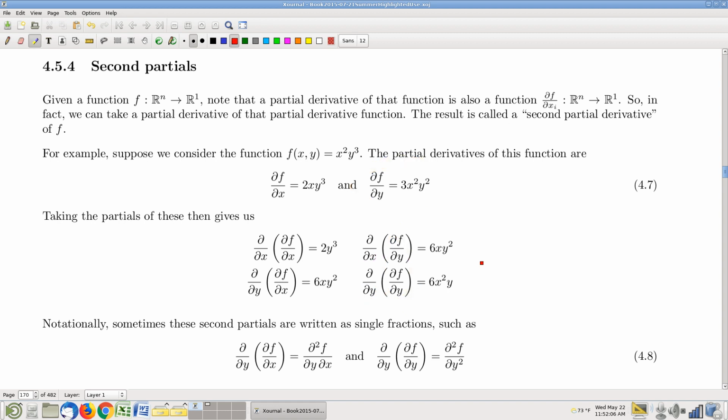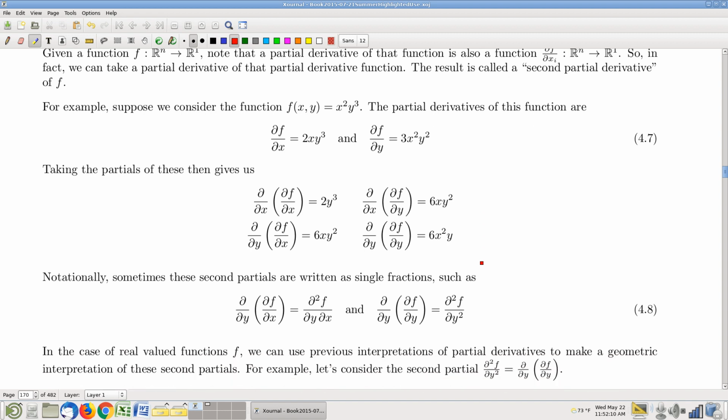So these are called second partials. A notational convenience. Let's look at this one here, for example. And this is just notation. This used to bug me, by the way, when I first saw this. You're taking the y partial of the x partial of f, and then you just look at the symbols that are written down in there.